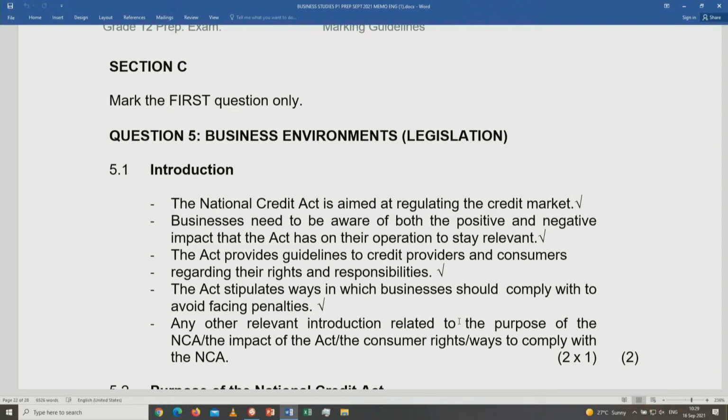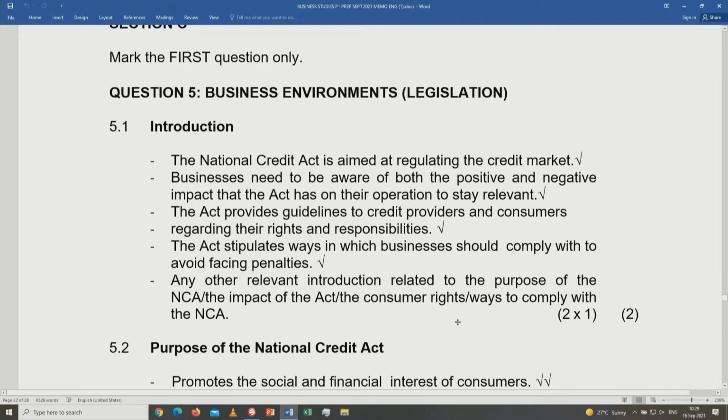Look at the second statement in the marking guideline. It says, businesses need to be aware of both the positive and negative impact that the Act has on their operations to stay relevant. Can you see that this introductory statement links with that bullet? So advise your learners to always come up with statements that link with the bullets. That will make their introductions and conclusions relevant.